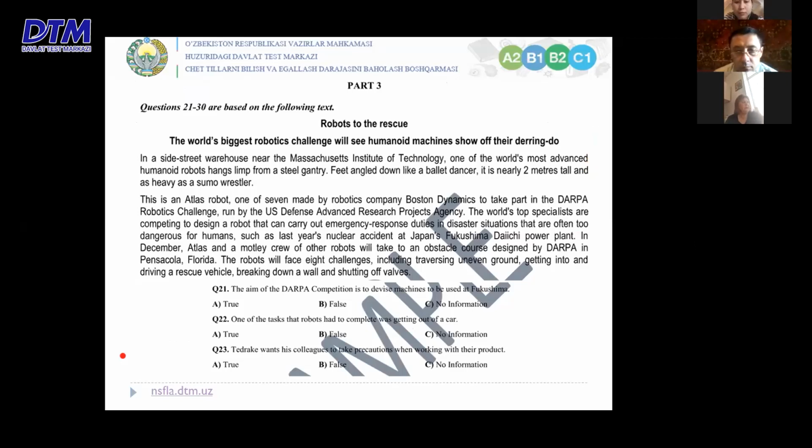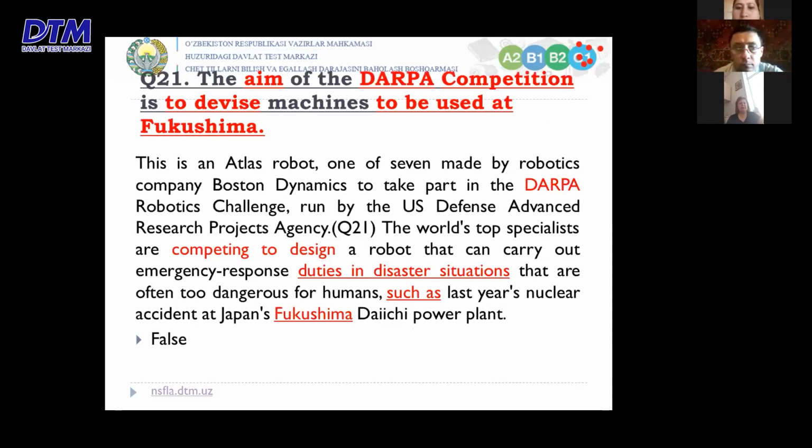You can see it's about robots to the rescue, and you can see the question. The aim of the DARPA competition is to devise machines to be used at Fukushima. How to deal with this? Is it true, false, or not given? The aim of the DARPA competition. We should look for the DARPA.